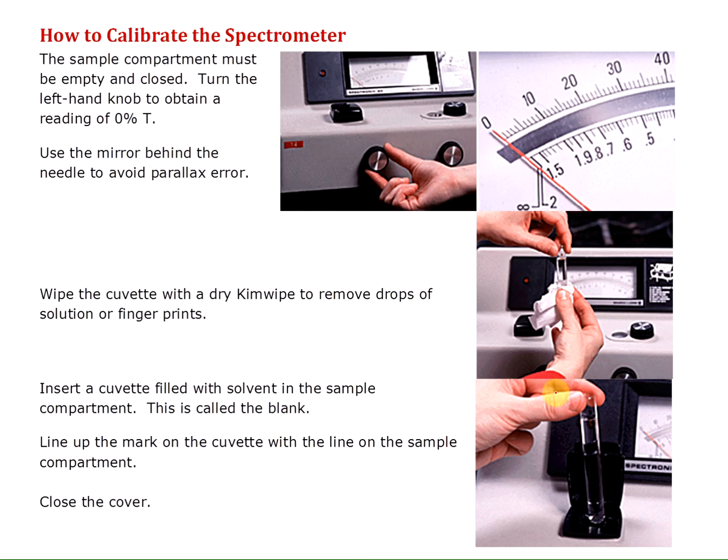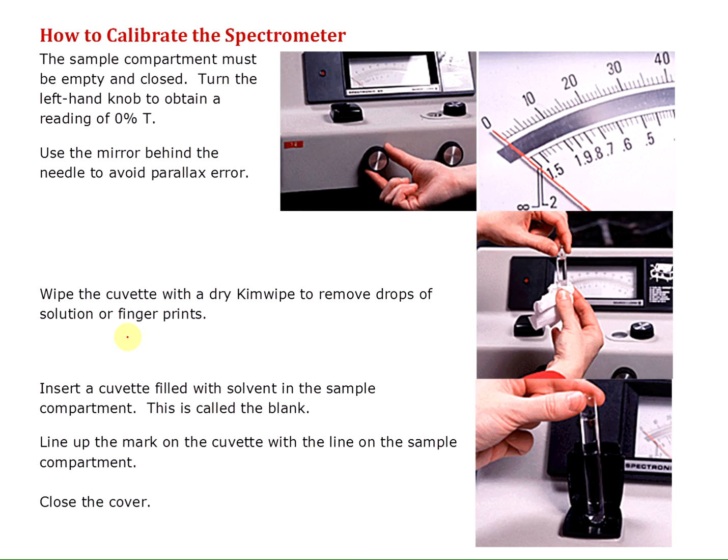Then you need to calibrate the spectrometer. The sample compartment here must be empty and closed. Turn the left hand knob to obtain a reading of 0% transmittance. So up here, make sure that it's at 0% transmittance. And we want to use the mirror behind the needle to avoid parallax error. So think about when you're driving and you're watching the speedometer of the person next to you. You may read something differently because you're seeing it from the side versus the person that's looking directly on. So this is why we want to use this mirror to help avoid that parallax error.